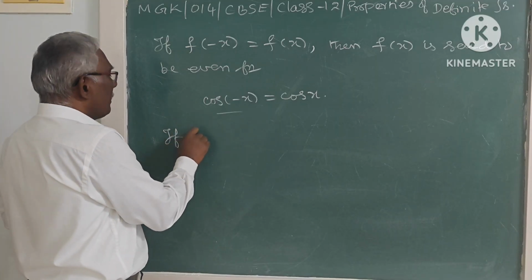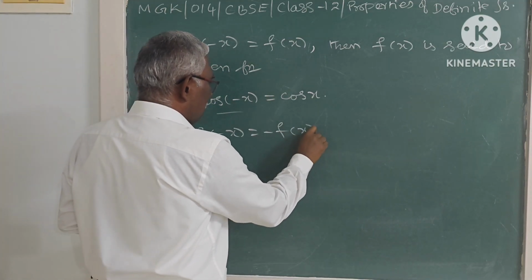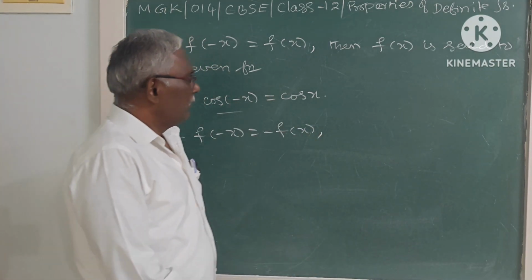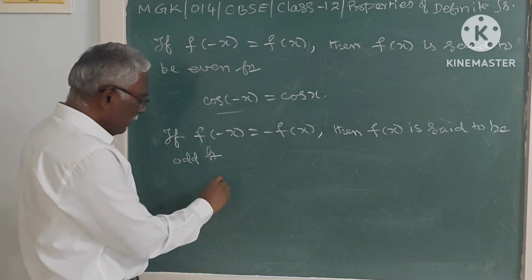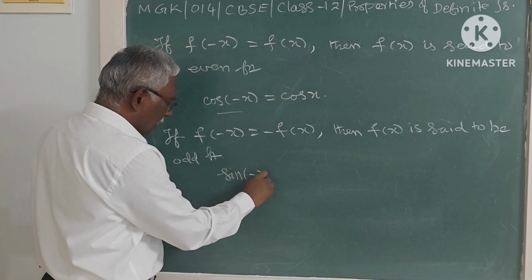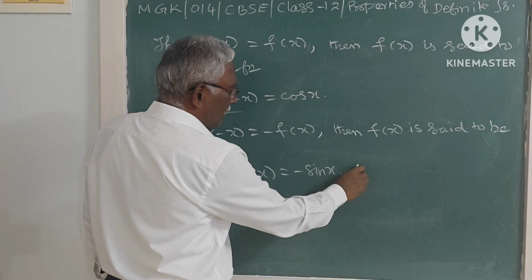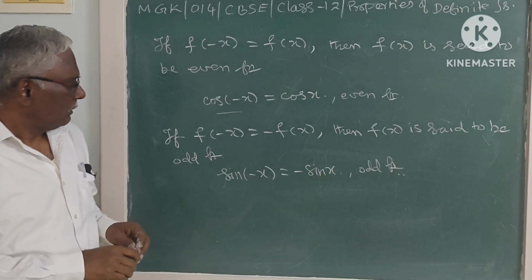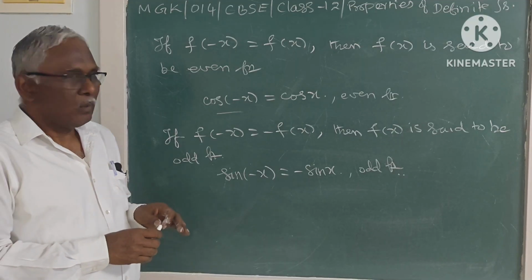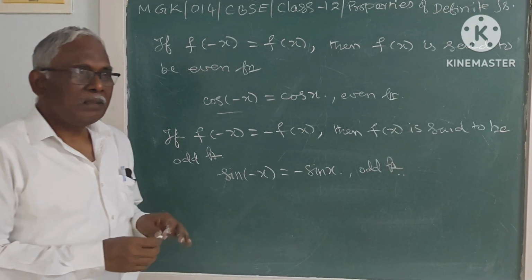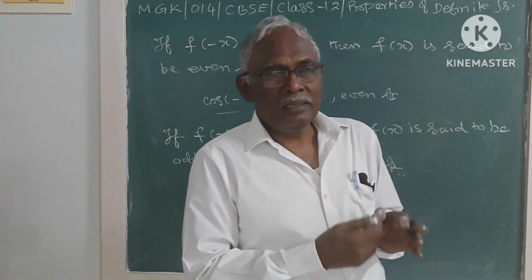If f of minus x is equal to minus f of x, then f of x is said to be an odd function. For example, sine of minus x is equal to minus sine of x, so this is an odd function. The functions need not necessarily be an odd function or an even function. Some functions are neither odd nor even.